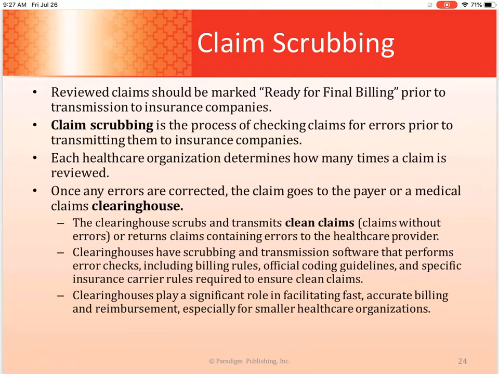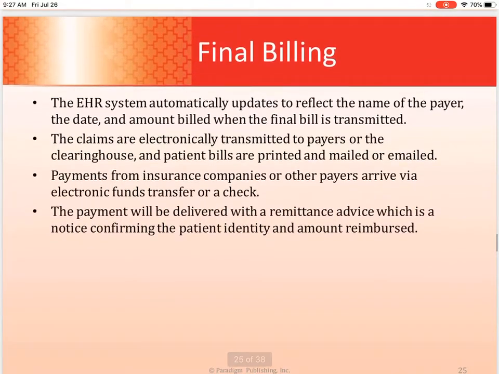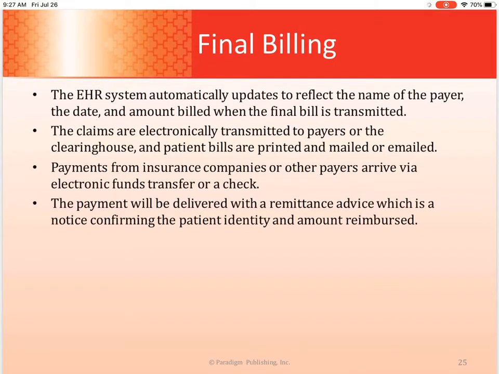All right, so we're going to move on. I'm going to let you finish reading claim scrubbing, and then we're going to move on to final billing over on 247. Following transmission of the clean claim, also known as the final bill, to the payer, the EHR system automatically updates to reflect the name of the payer, date, and the amount billed. The billing supervisor of the physician practice receives a report automatically delivered to an email address that lists the accounts that were final billed. When the review of claims is complete and the claims have been marked for final billing, the claims are electronically transmitted to payers or the clearinghouse, and patient bills are printed and mailed or emailed.